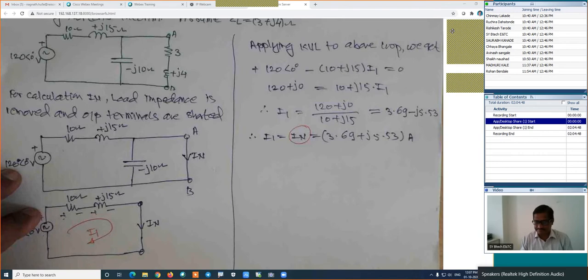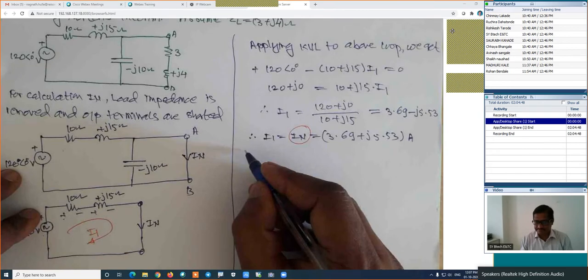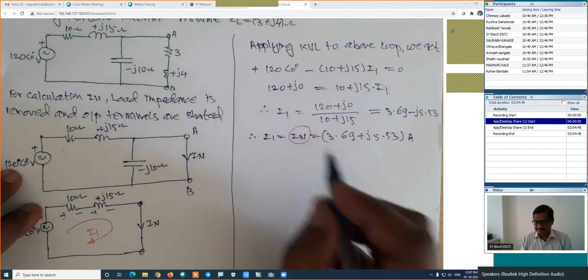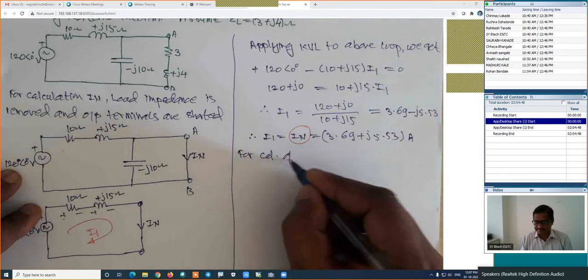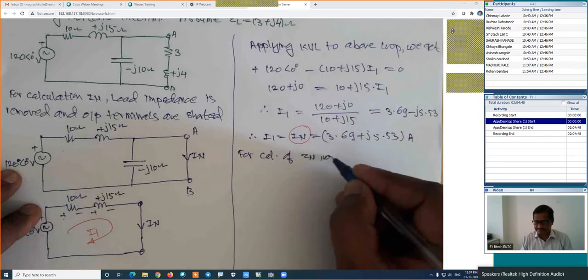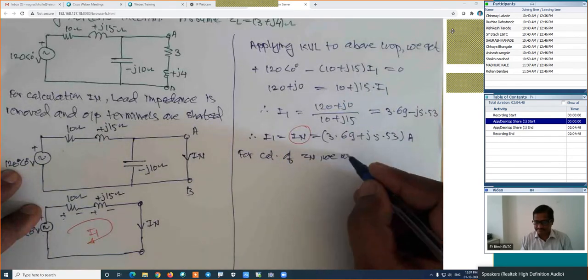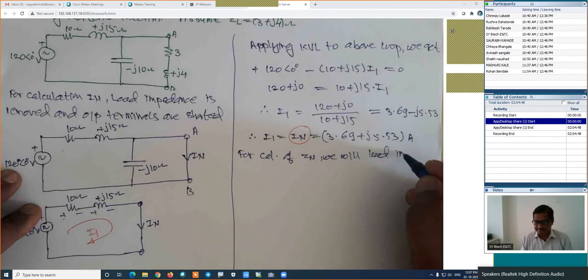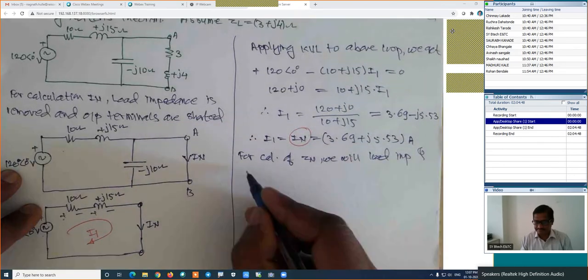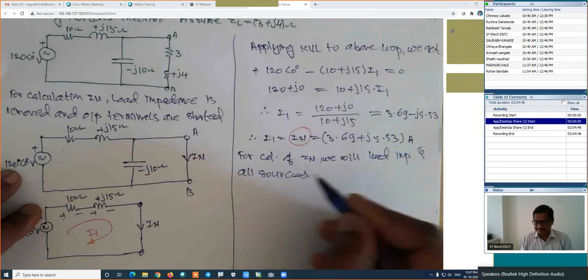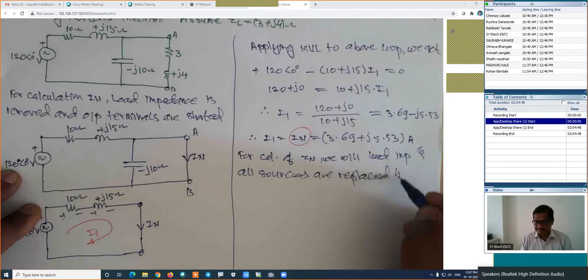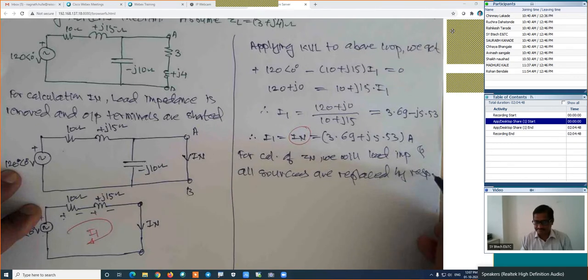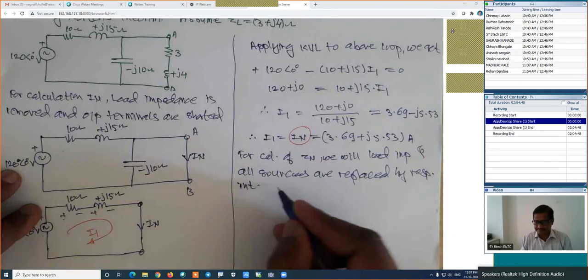Now we will find out its impedance. We will remove this load resistance, and that impedance is known as Zn now. It is not Rn. It is now Zn. That is impedance. For calculation of Zn, we will remove the load impedance, and all sources are replaced by respective internal resistances.